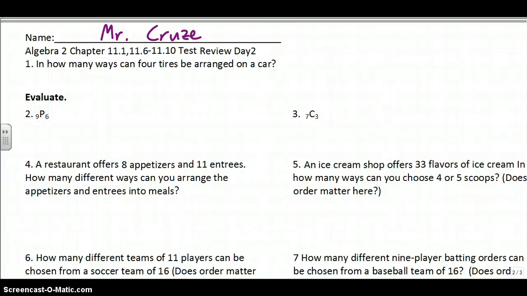This time the Chapter 11 Part B test over sections 11.1, 11.6, 11.7, 11.9, and 11.10. Okay, this test will be Friday, May 17th, 2013.